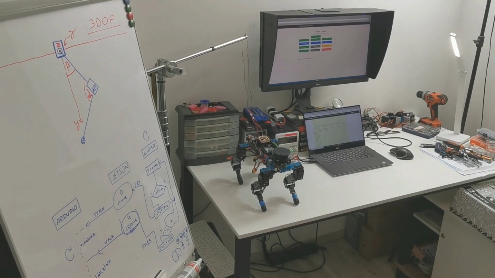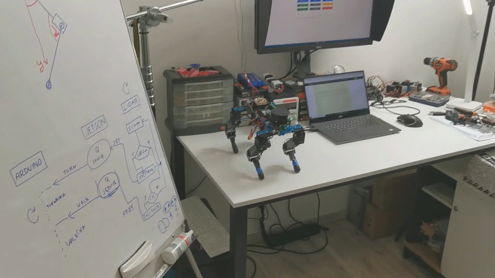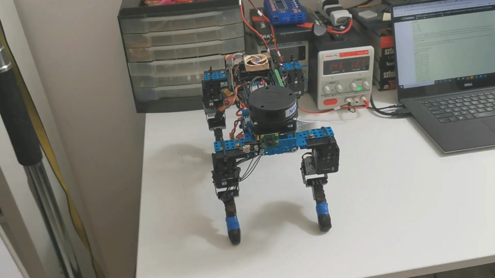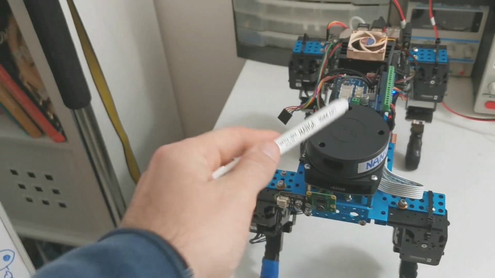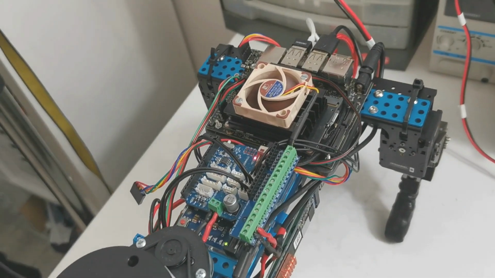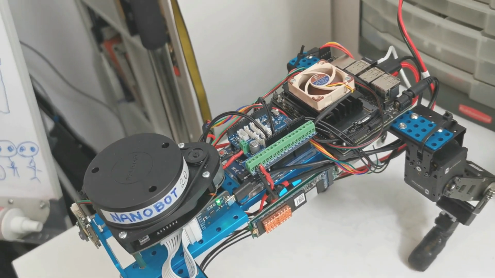Hello, today I'm going to show you how to implement a simple collision detection and environment mapping using a LIDAR device connected to the Jetson Nano main unit of my robot.